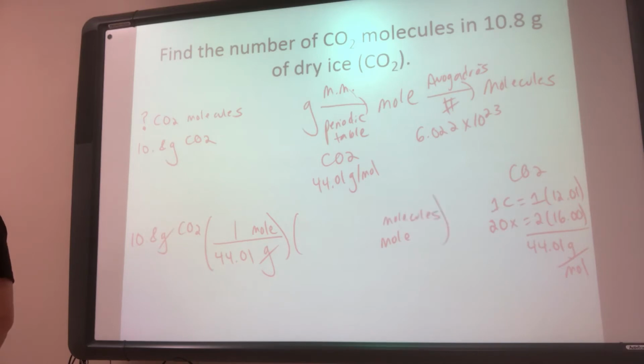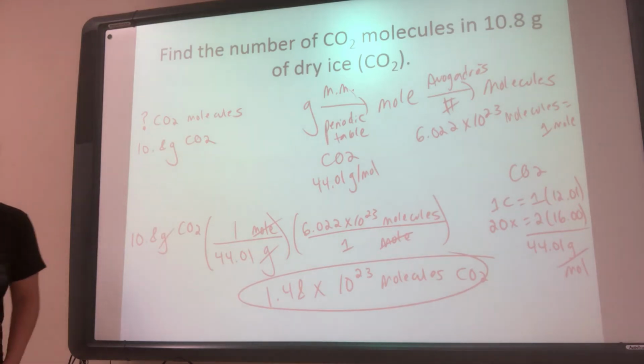How do I go from moles to molecules? We said Avogadro's number. So what was Avogadro's number? It is that many molecules or atoms in 1 mole. So that number always goes with my molecules. If my molecules is on top, it goes on top. Moles cancel, I get molecules, I do the math, and I get 1.48 times 10 to the 23rd molecules of CO2.